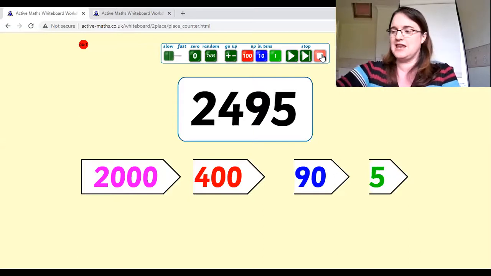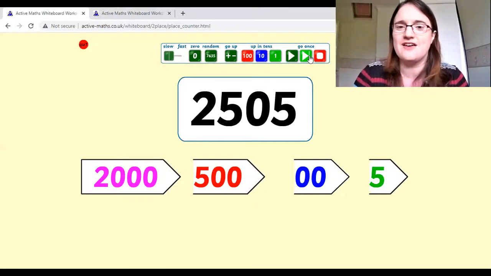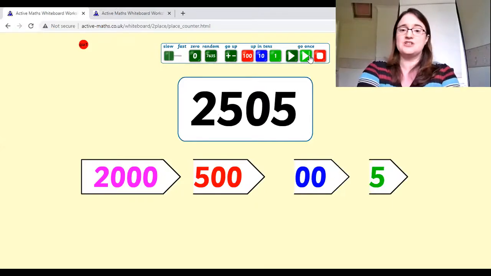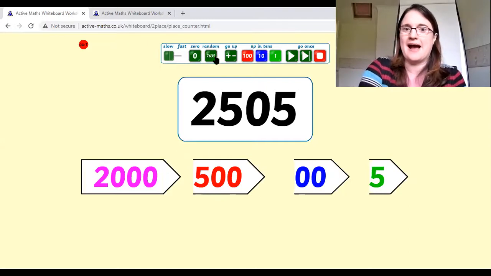So I'm adding in another 10, but now I've got 10 tens. What's going to happen? We have a look. 2,505. So the thousands and the units are still staying the same, but I've increased by 100 because I had 10 tens, which makes 100. Right, now we're going to do the opposite. Now we're going to go backwards.